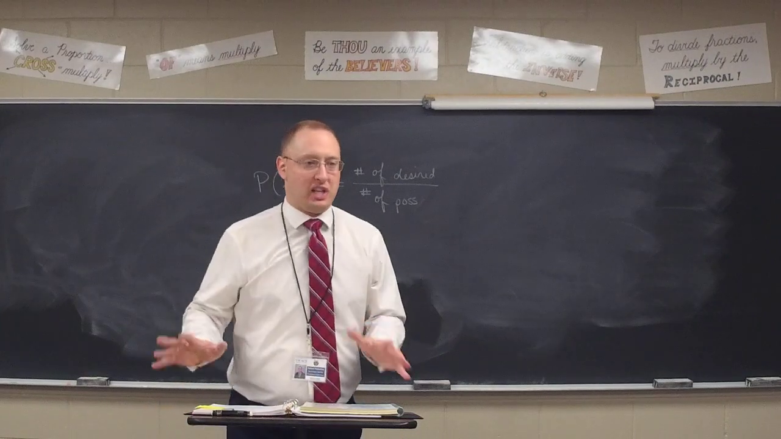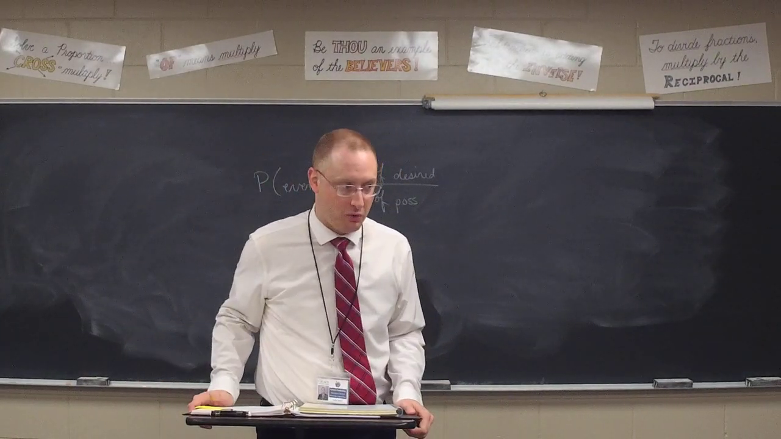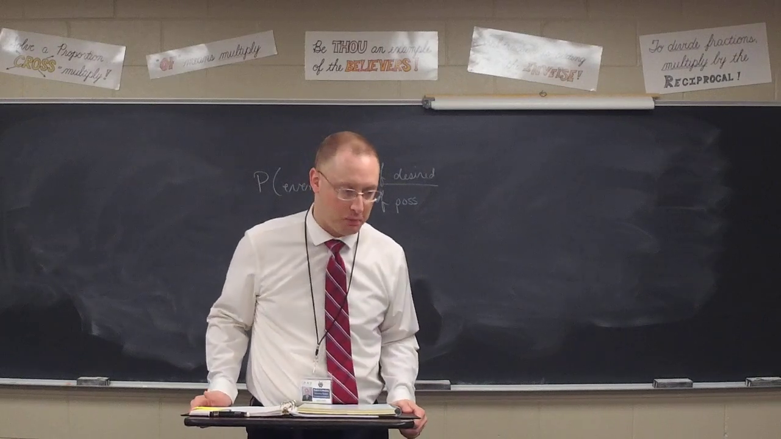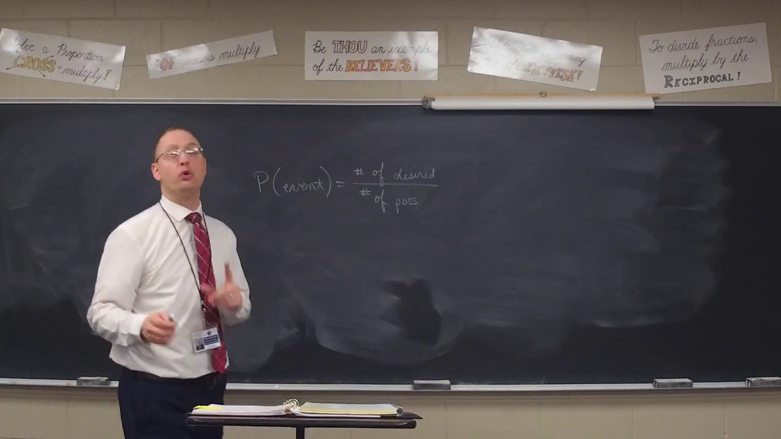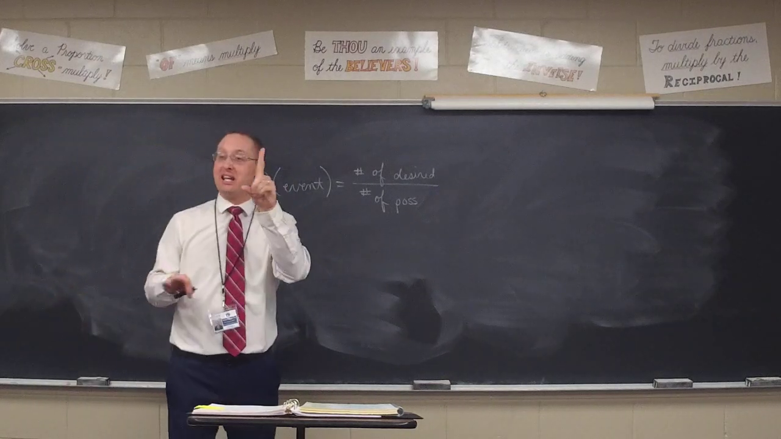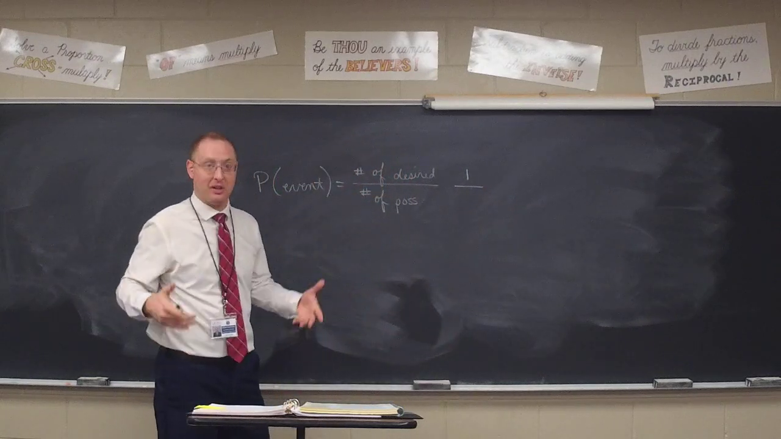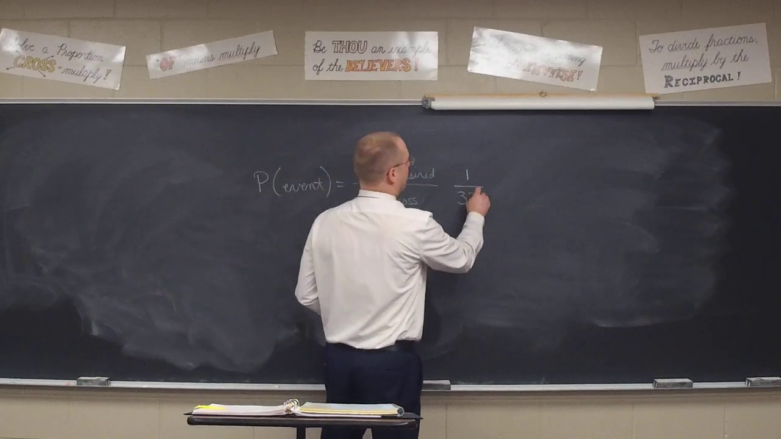Now, for instance, as a Colts fan, there's 32 total NFL teams. One of the 32 has to win the Super Bowl. So we could say, I only want the Colts to win. That is one desired outcome. I don't want anybody else to win the Super Bowl. How many total teams could win the Super Bowl? 32. So we'd say that's a 1 to 32 chance.